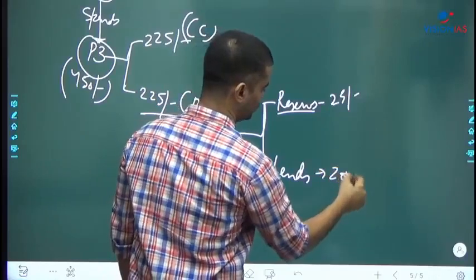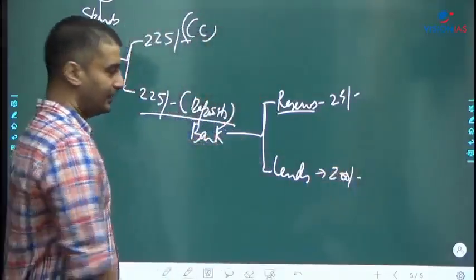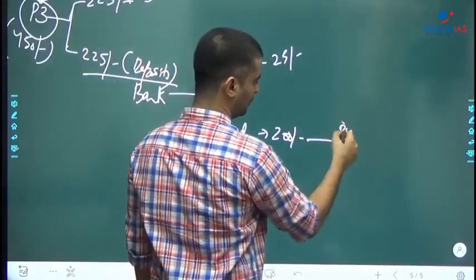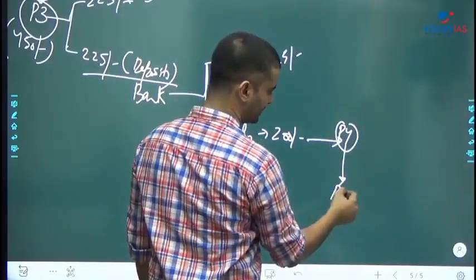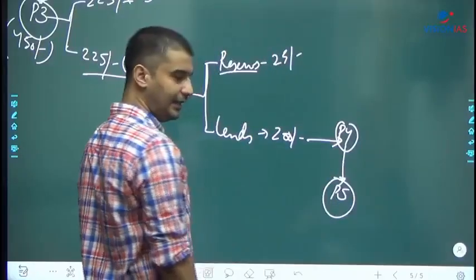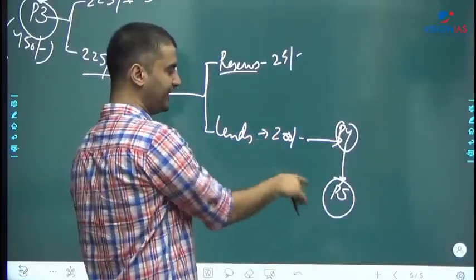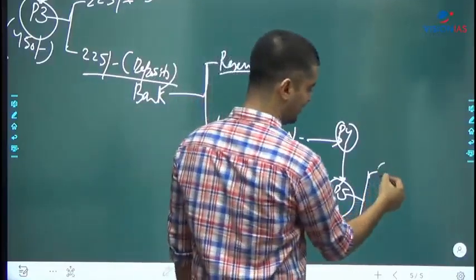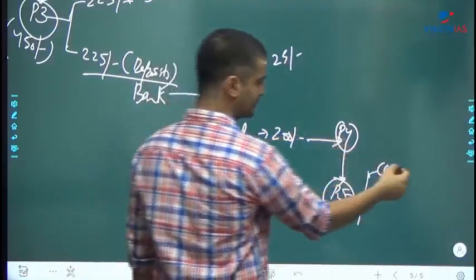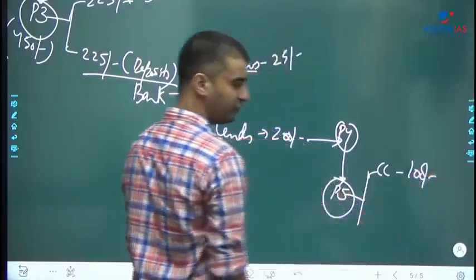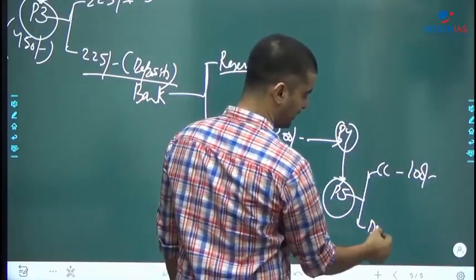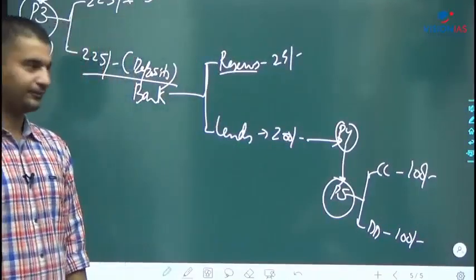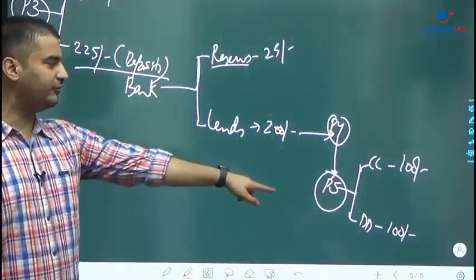Remaining 200 rupees. The bank lent 200 rupees. This money, 200 rupees, is lent to person 4, who spends it on person 5. Person 5, currency deposit ratio CDR: he will keep 50% of this. 100 rupees he will keep in the form of currency and 100 rupees will be kept in the bank in the form of deposits.